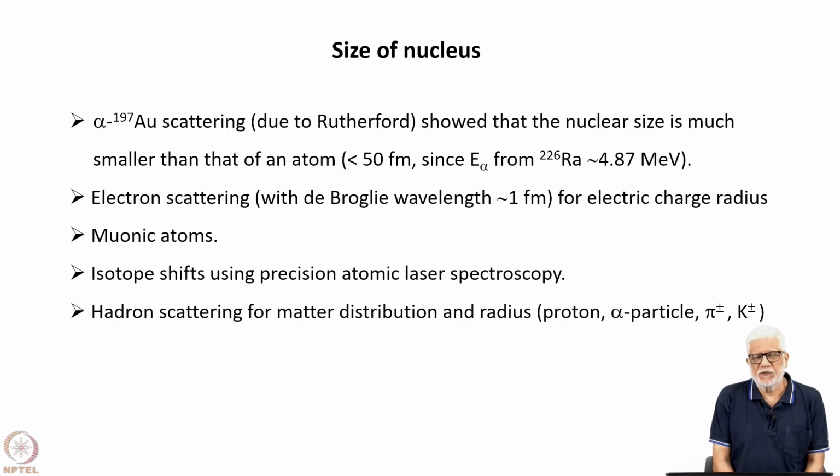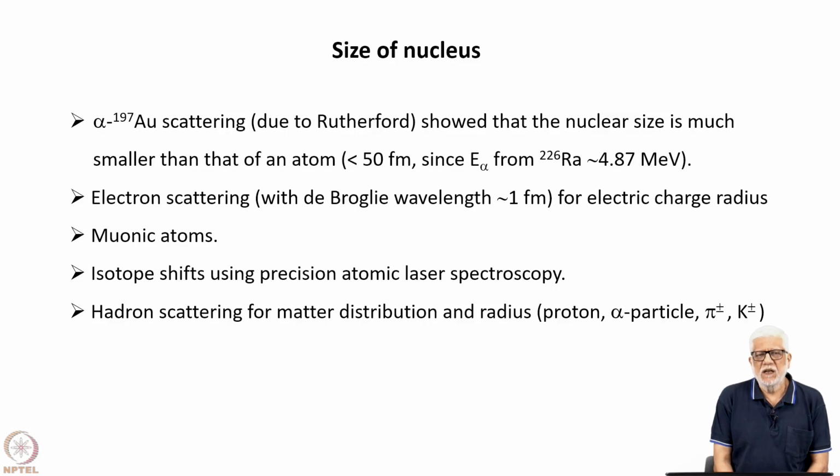So, it is smaller than 50 Fermi, but with the probes that Rutherford had at his disposal, one could not say whether it was much smaller than 50 and so on. Electron scattering experiments, of course, use high energy electrons such that the de Broglie wavelength is of the order of a Fermi or so. They can be used for measuring the electric charge radius.